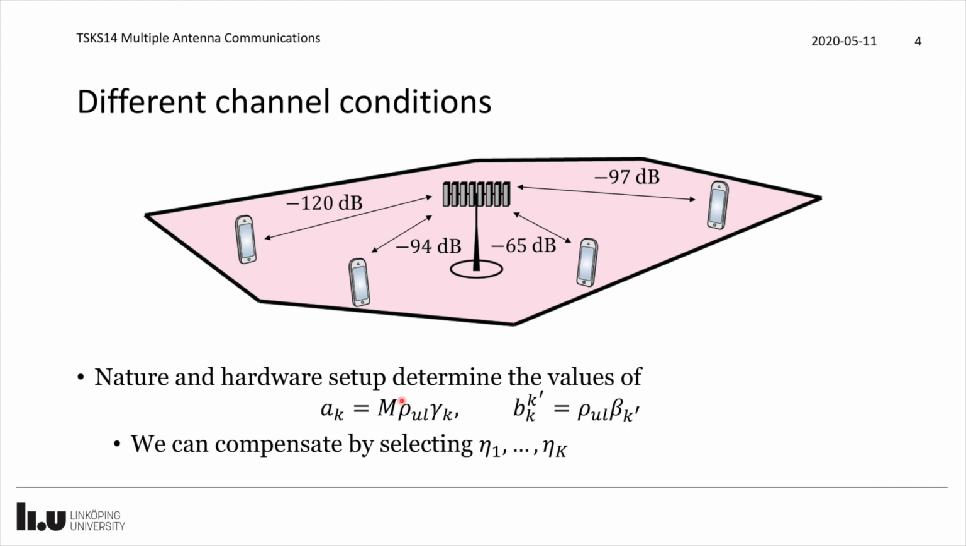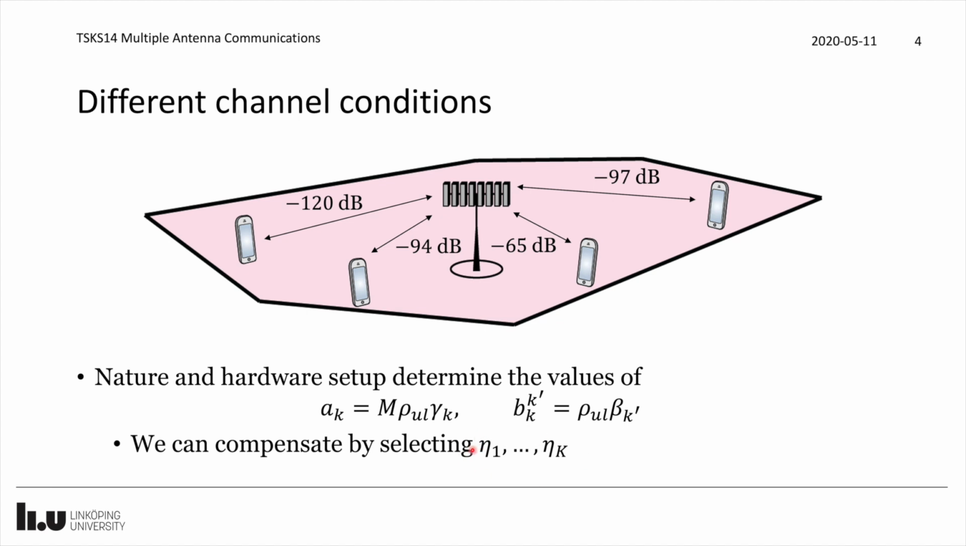But you can see here we have a 55 decibel difference between these two users in terms of their large-scale fading coefficient. And that will of course lead to them expecting very different performance if we treat them exactly the same, in terms of letting them transmit with the same power. But this is where these power control coefficients, eta 1 to eta K, play an important role. We can compensate at least partially for these differences in large-scale fading between different users by selecting these eta 1 to eta K parameters.